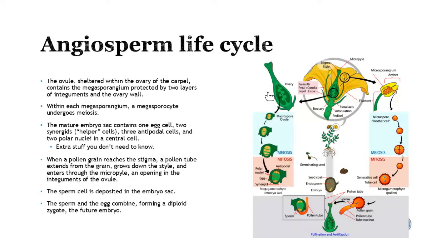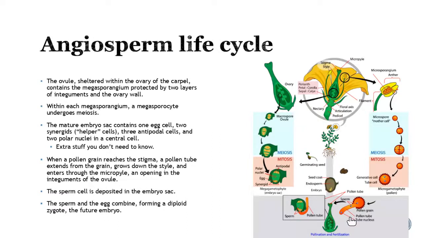So within the ovule, within the ovary right here, you're going to have the megasporangiums protected by 2 layers. And within each of them, there's going to be a megasporocyte that undergoes meiosis. Now, the mature embryo sac has 1 egg cell, 2 synergids, which are called helper cells, I know, super complicated, and 3 antipodal cells, and 2 polar nuclei in the central cell. Seriously, girls, like I said, extra stuff you don't need to know. If we were majors, we would, but we're not majors, so don't worry about it.